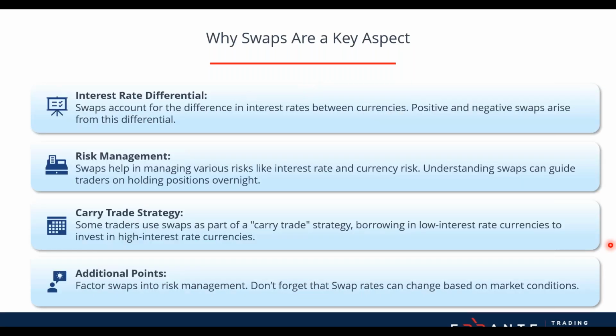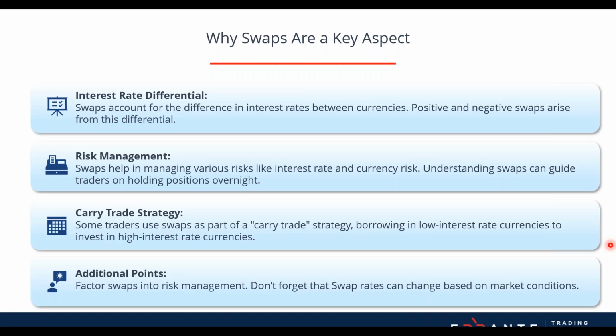Okay, we have dissected the what, the why, and the how of forex swaps. Now let's elevate our understanding by focusing on why swaps are not just footnotes, but a key aspect of forex trading. Swaps aren't merely a cost of doing business in the forex market. They're a strategic element in your trading arsenal, and let's explore why that is.